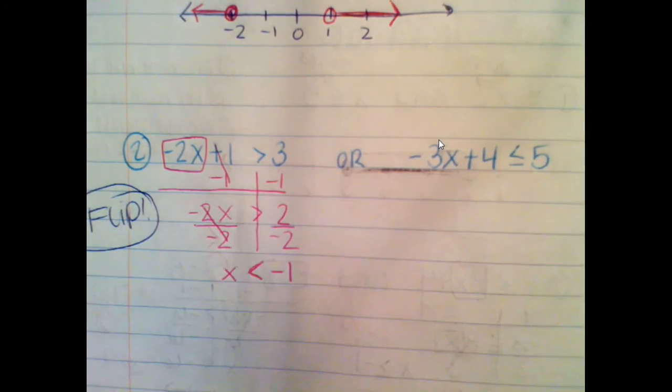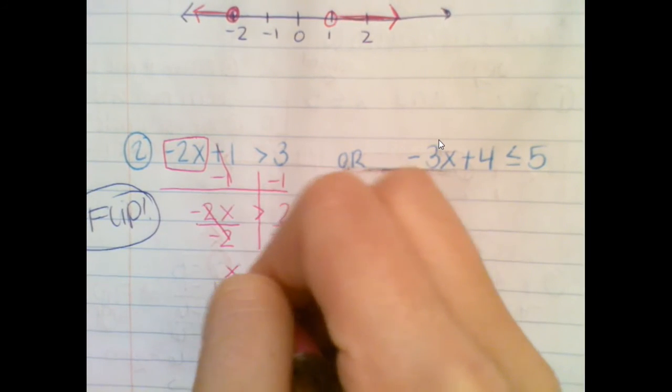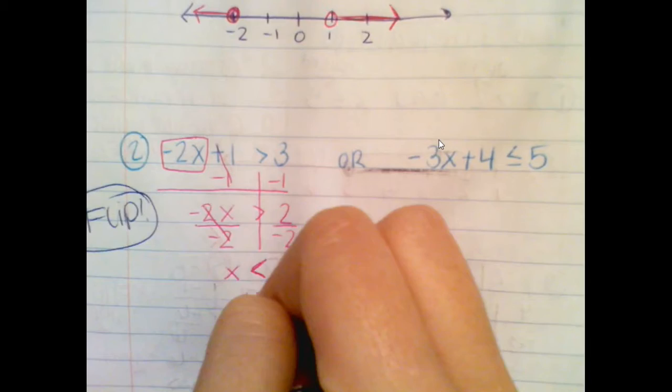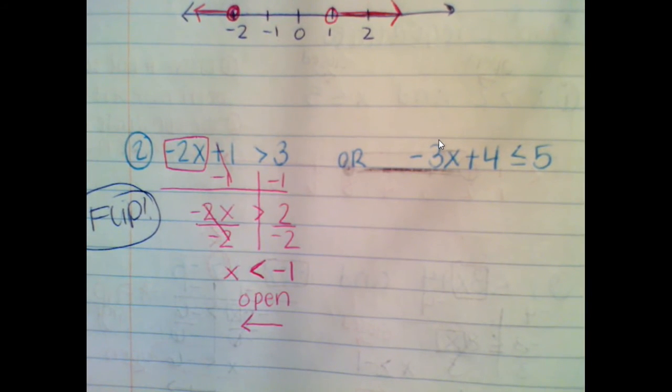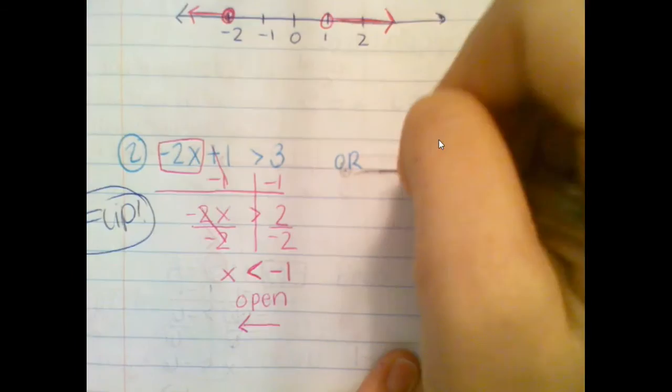So let's make our jots. Just less than, so that means it's an open. And it looks like this, so it goes that way, to the left. Okay, the second half of this one. Box it, draw your line.